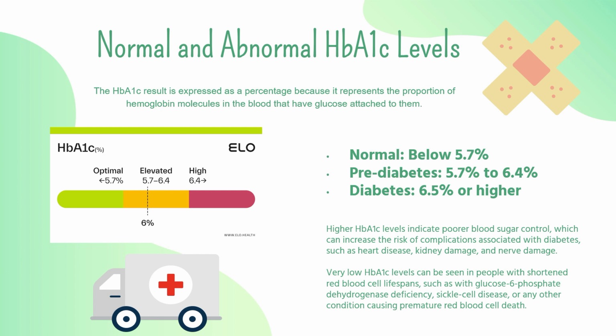As we mentioned in the previous slide, higher HbA1c levels indicate poorer blood sugar control, which can increase the risk of complications associated with diabetes, such as heart disease, kidney damage, and nerve damage. Very low HbA1c levels can be seen in people with shortened red blood cell lifespans, such as in patients with glucose-6-phosphate dehydrogenase deficiency, sickle cell disease, or any other condition causing premature red blood cell death. Those patients will have a very low HbA1c.